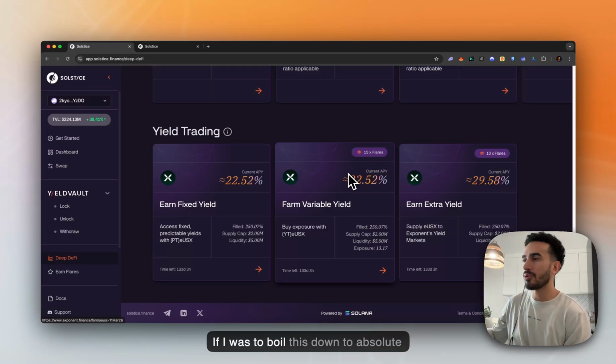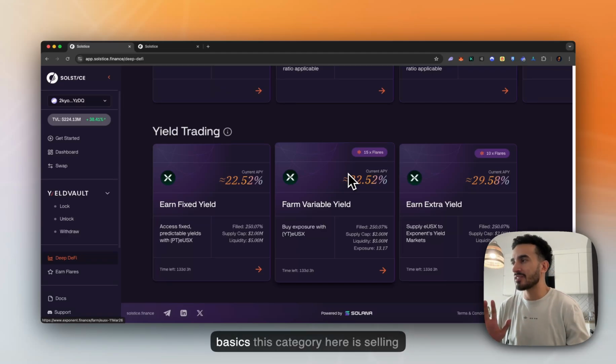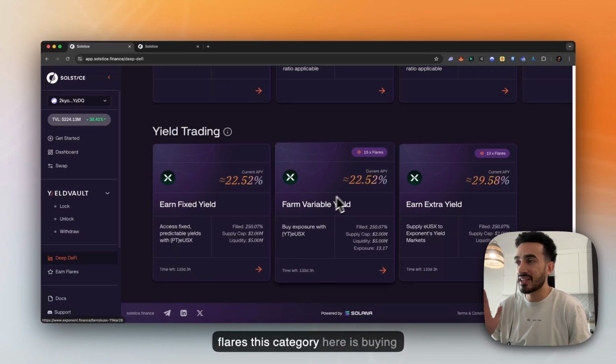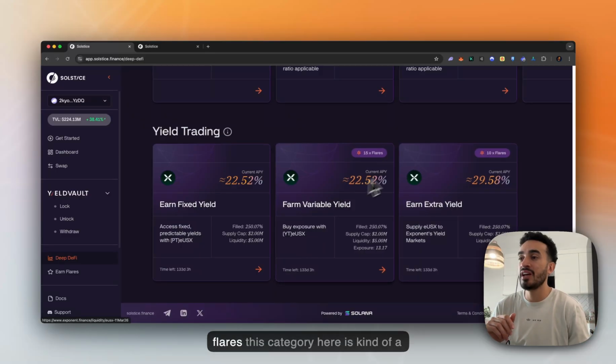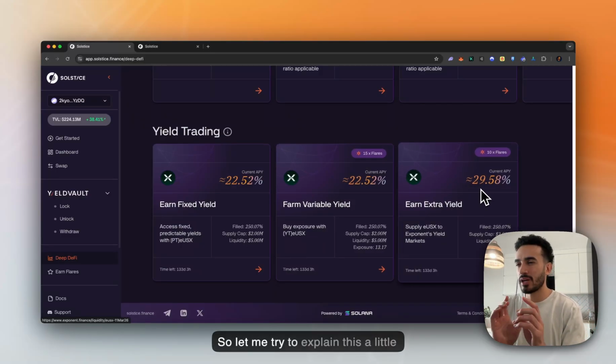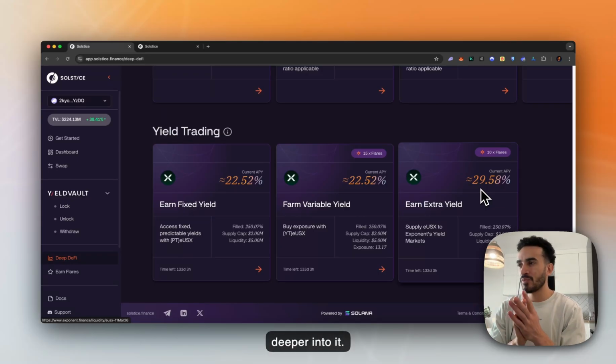If I was to boil this down to absolute basics, this category here is selling flares. This category here is buying flares. This category here is kind of a balance of both. So let me try to explain this a little more conceptually before we dive deeper into it.